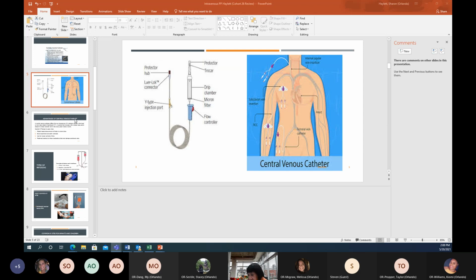So the femoral area is the easiest place. There are no ifs, ands, or buts. Once you hit it, you'll get it. It's not like the subclavian and the jugular. Those are really hard, so they don't do it very often.